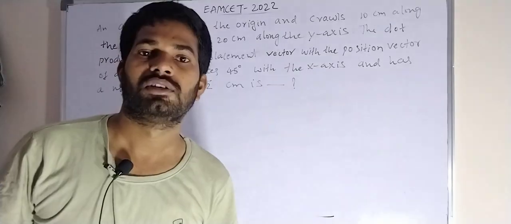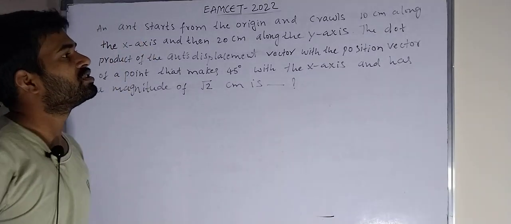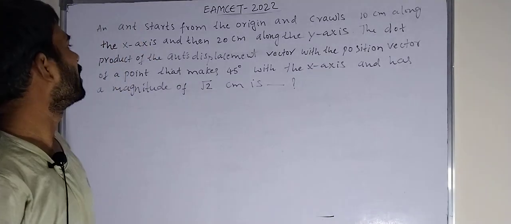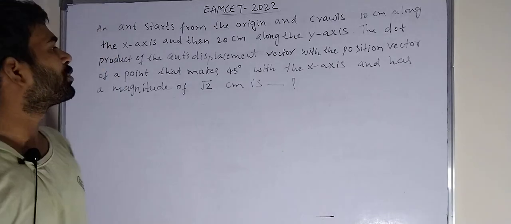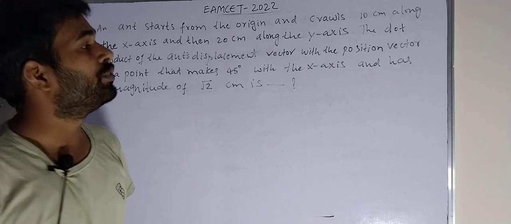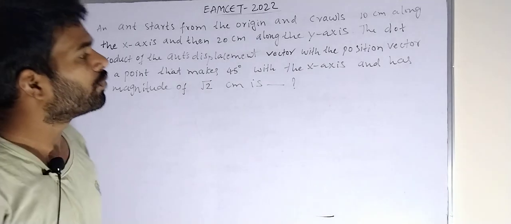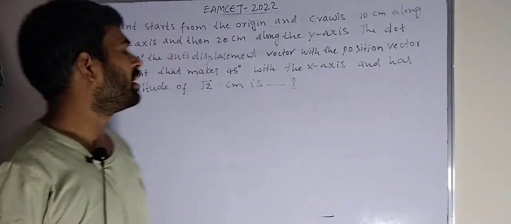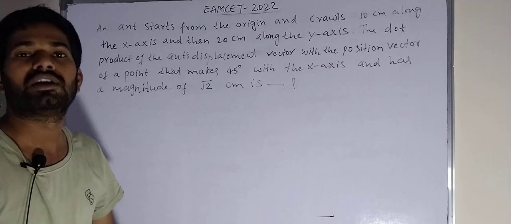Right, EAMCET physics previous question. An ant starts from the origin and crawls 10 centimeter along the x-axis and then 20 centimeter along the y-axis. The dot product of the ant's displacement vector with the position vector of a point that makes 45 degrees with the x-axis and has a magnitude root 2 centimeters is dash.